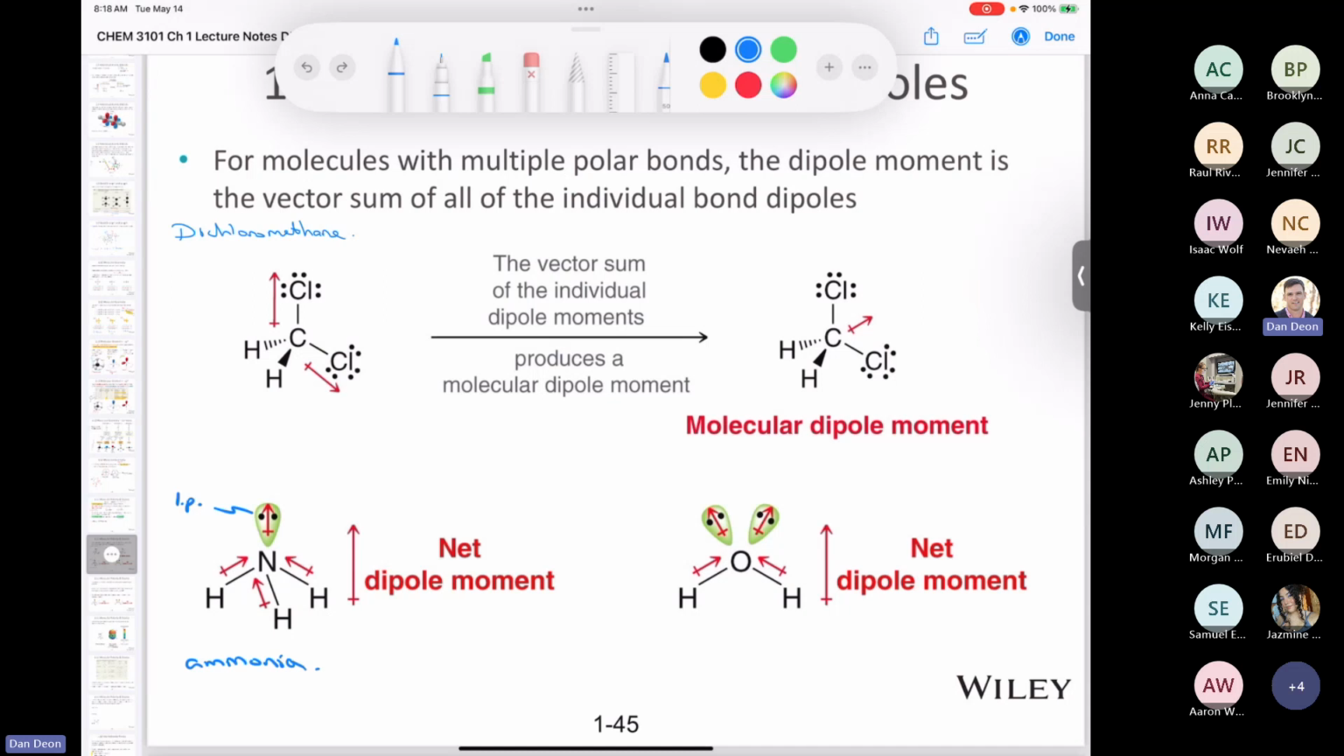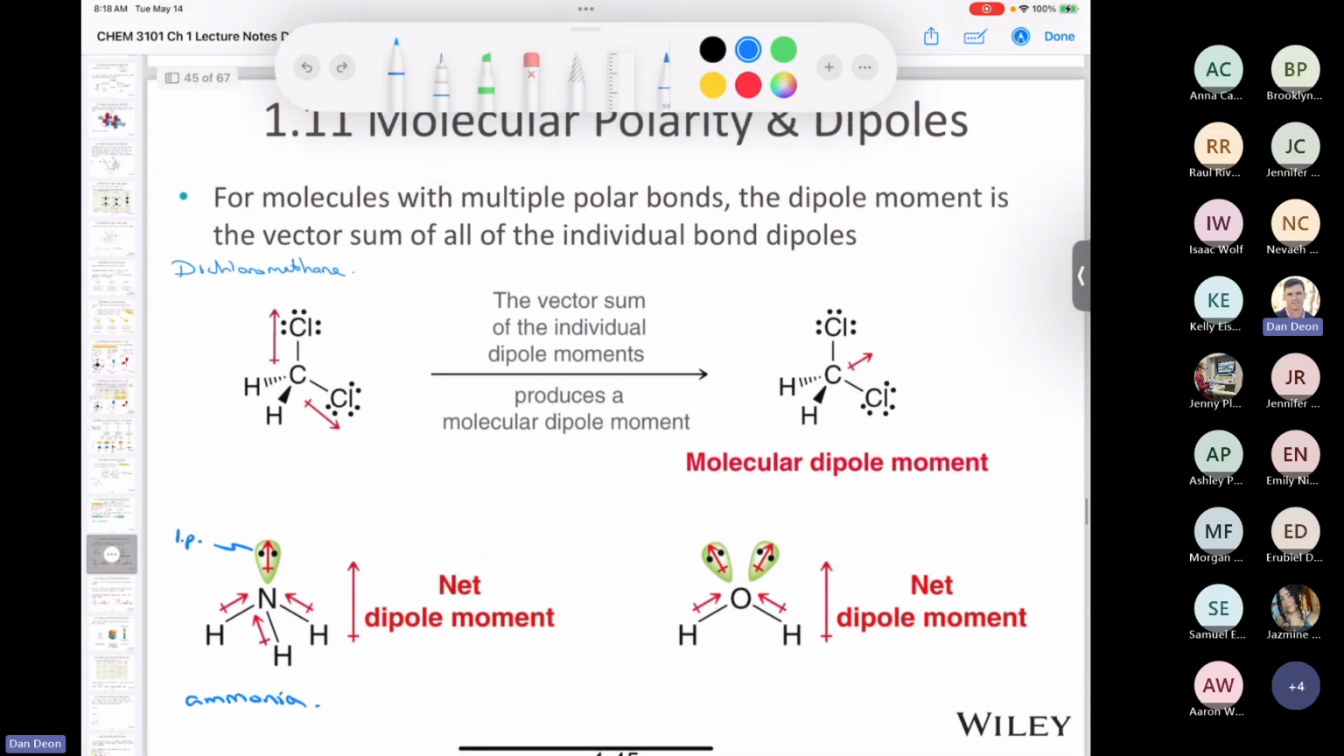Okay, we'll take a look at one more, and it's a water molecule. And with water, now we know that water has a tetrahedral electron geometry and it has a bent molecular geometry, but you have four dipoles, and if you tally them all up, you get a net dipole going in this direction. So is water a polar molecule? The answer is absolutely. Water is a polar molecule.